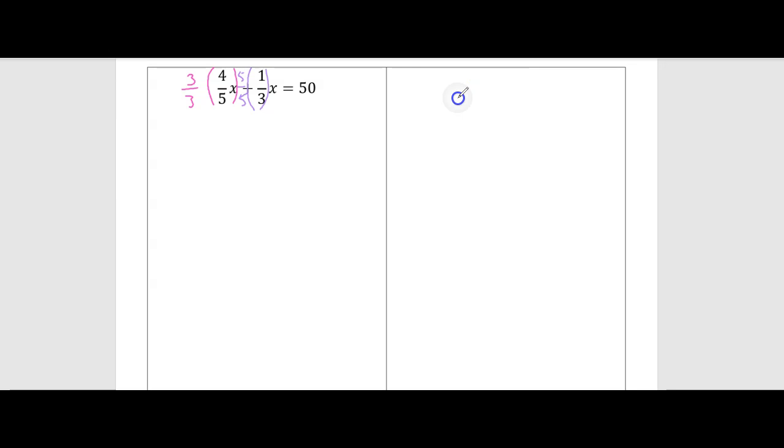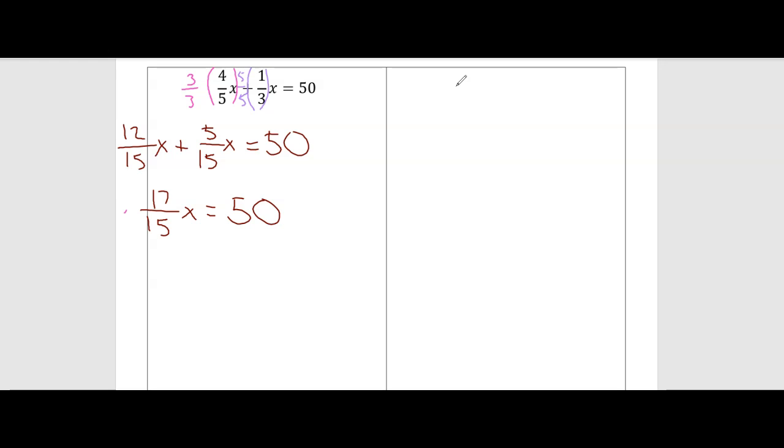So what that gives me is 12/15 x plus 5/15 x equals 50. Now I can add the two fractions together. I get 17/15 x is equal to 50. Again, a couple things you can do here. I think the easiest thing to do is get rid of the fraction all at once. To do that, you can multiply by the reciprocal. So I'm going to multiply by 15/17 to both sides.